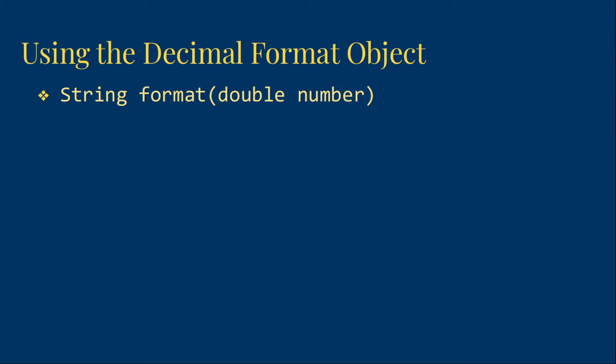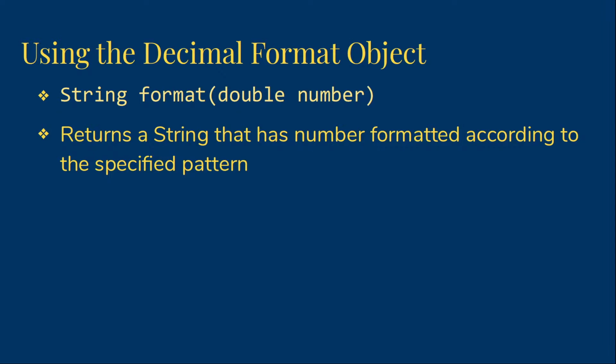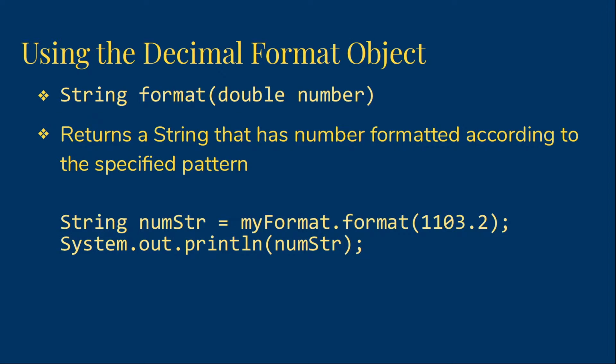Now that we have the formatting object, we'll want to actually use it. So what we use is the format method of our DecimalFormat class. We pass it a parameter that is the number we want to have formatted. And then that's going to apply the pattern it has and give us a string, which we could then print or use in some way. So String numStr is myFormat.format 1103.2 perhaps, and then System.out.println is going to take the string that we created and print the number out in the nice format that we've chosen.